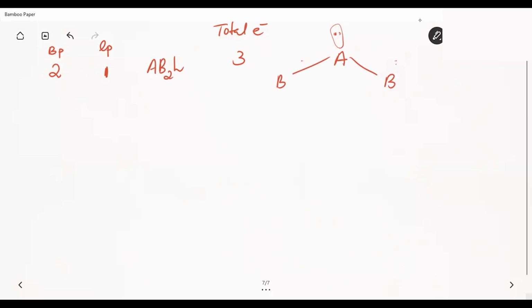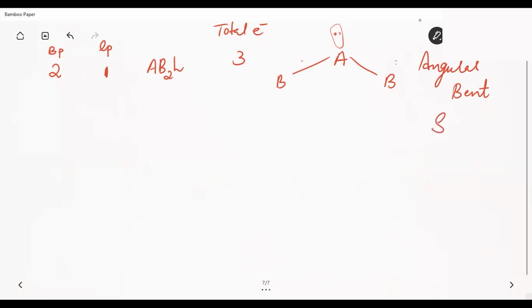So what will happen? It will get which shape? It will get an angular shape. We call it angular, or another name is a bend shape. Because of the repulsion, the bond pairs have to bend a little bit. Okay, that is happening. Let us consider one example.